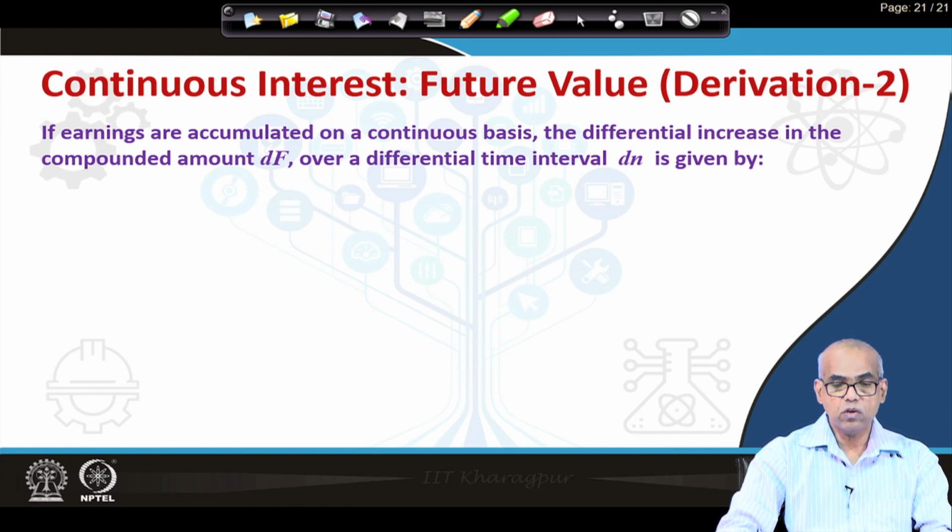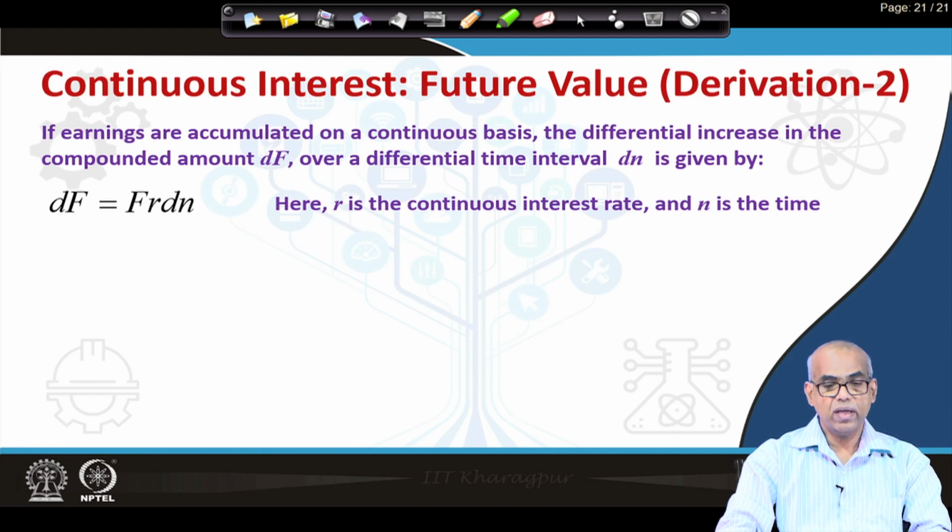If earnings are accumulated on a continuous basis, the differential increase in the compounded amount dF over a differential time interval dn will be dF equal to F into r into dn, or dF/dn equal to F into r, where r is the continuous interest rate and n is the time.